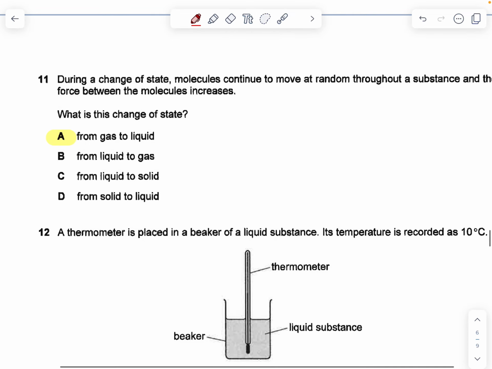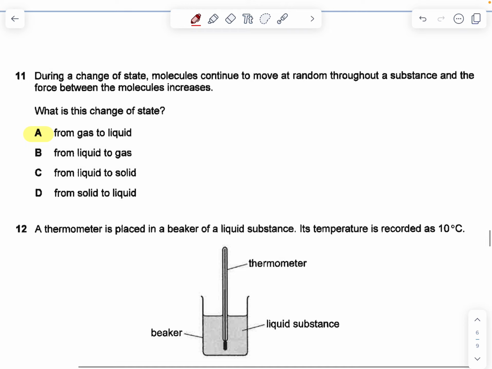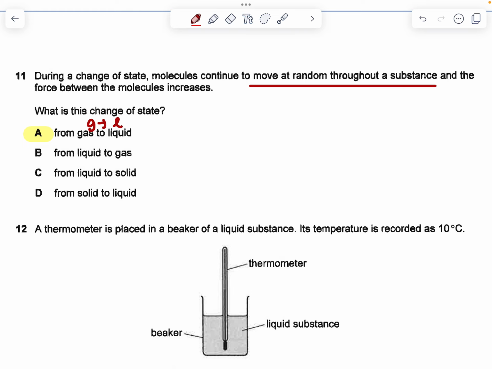Okay, question 11. During a change of state, the molecules continue to move at random throughout a substance, and the force between the molecules increases. So if it's still moving randomly throughout the substance, it's actually from gas to liquid, because in solid they vibrate about their fixed position. And this force that they're talking about is the intermolecular forces of attraction, okay, that increases from liquid to gas.